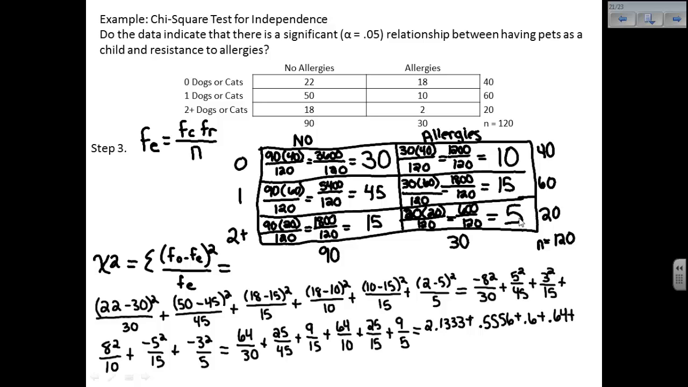25 divided by 15 gives you 1.6667. And then finally, 9 divided by 5 gives you 1.8. Add all those together, and you get 13.156 for chi-square.